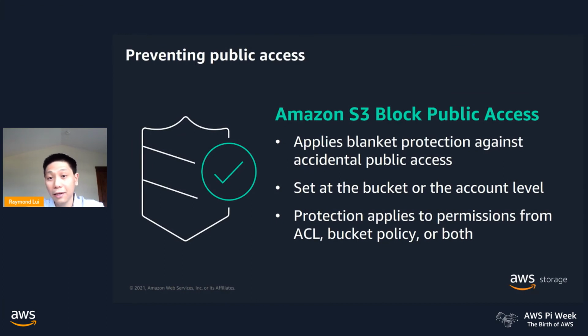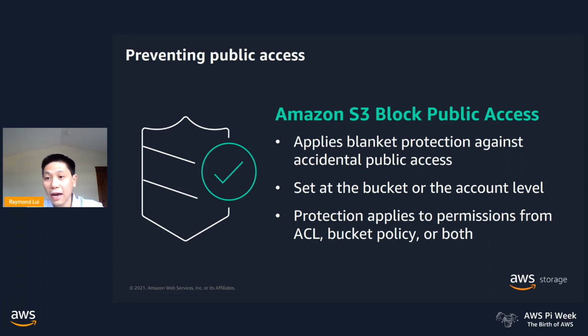With that, let's move on to our third main concept for today. How do you prevent public access? To guard against accidental public access, Amazon S3 Block Public Access is a feature that applies a blanket protection against public access. This feature can be set at the bucket level or at the account level. It provides protection against permissions from ACL, bucket policy, or both.